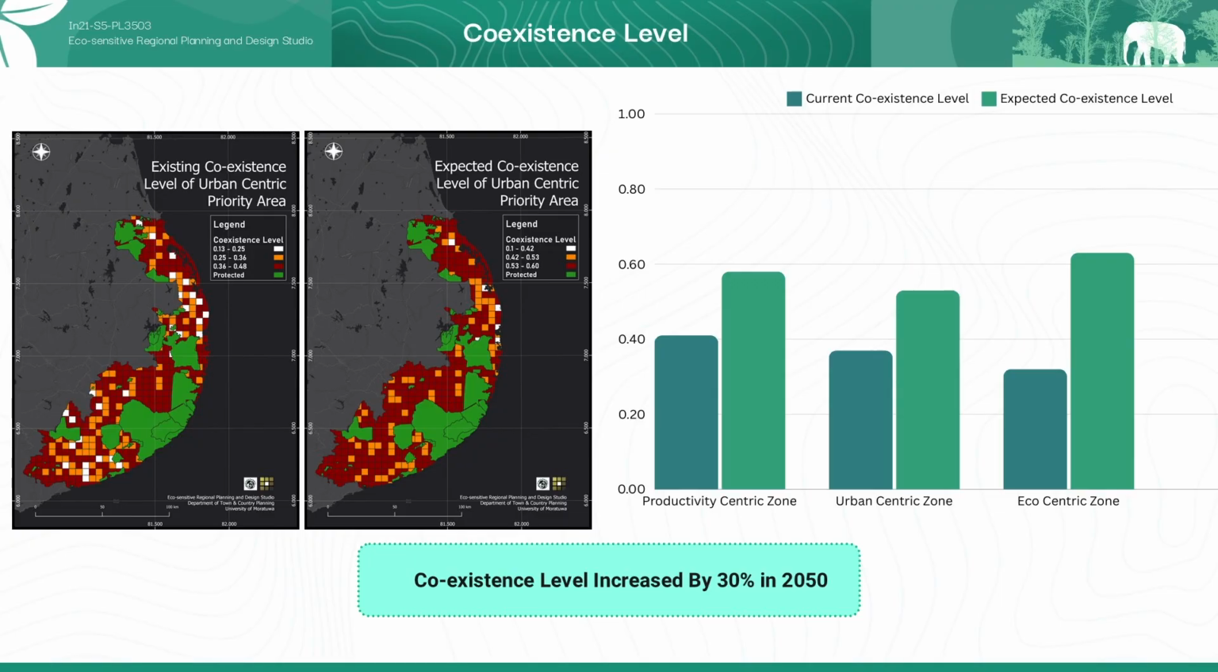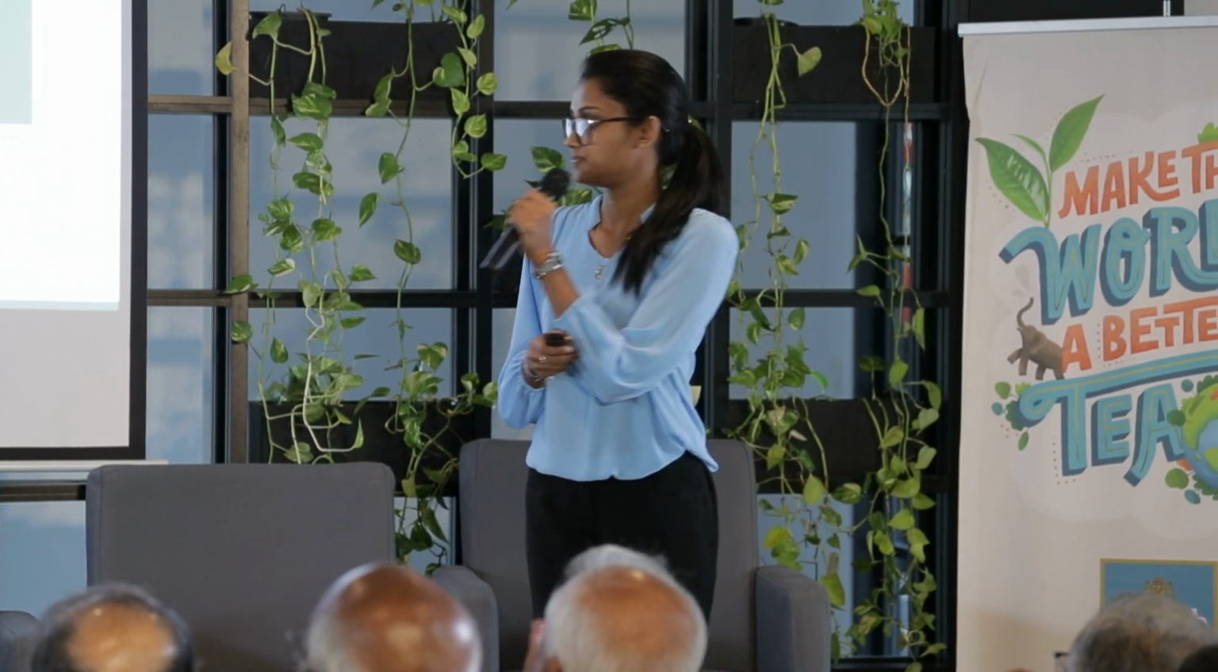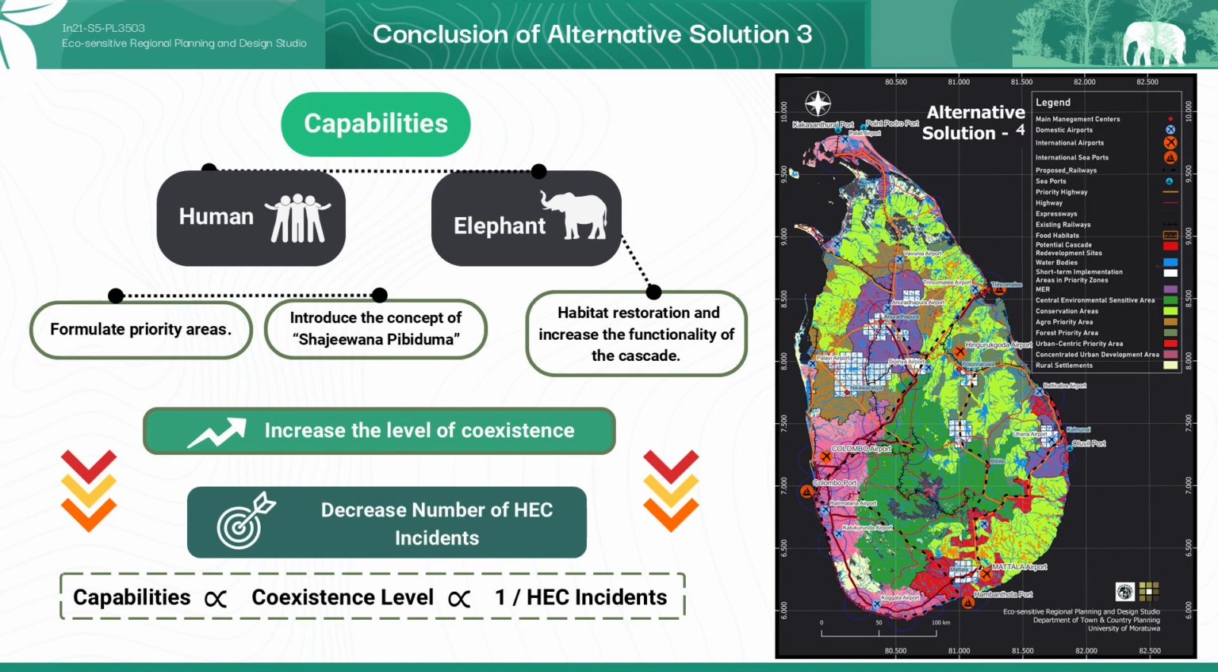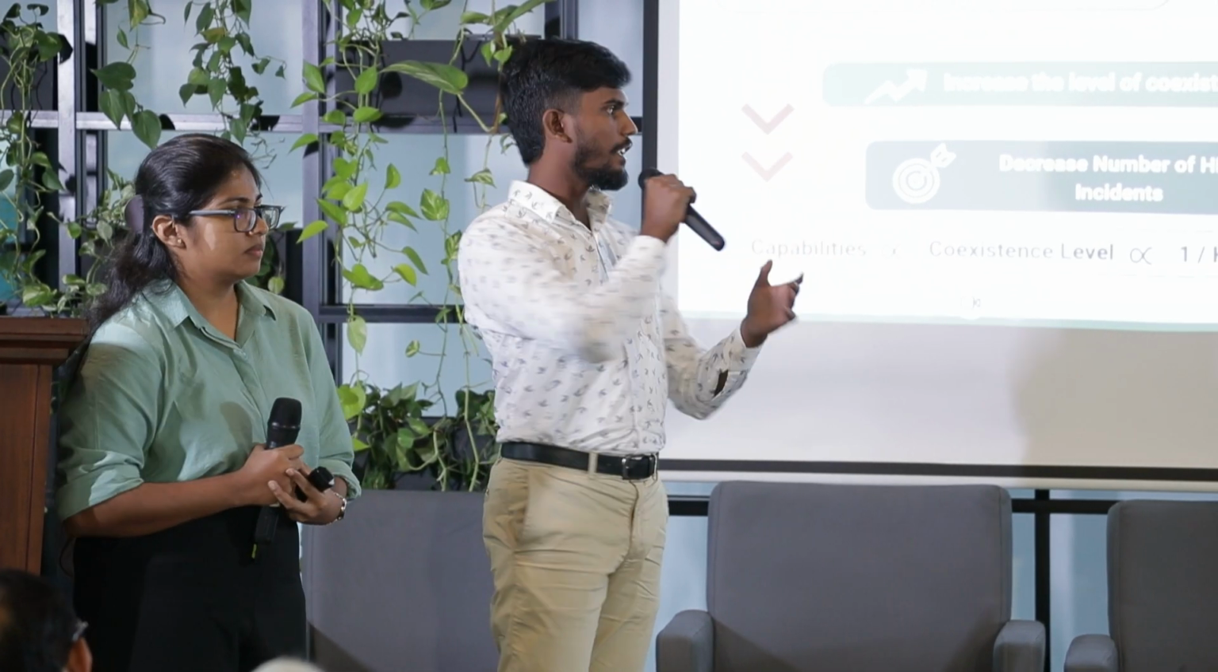As you can see in this bar chart, there will be an increase in coexistence level by 30% in 2050. To conclude alternative solution 3, this map shows all our proposed strategies, and here you can see capabilities and coexisting level have a directly proportional relationship. Both of them have an inversely proportional relationship with HEC incidents. If we increase capabilities and coexisting level, we can reduce HEC incidents.